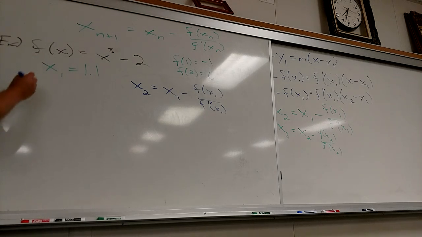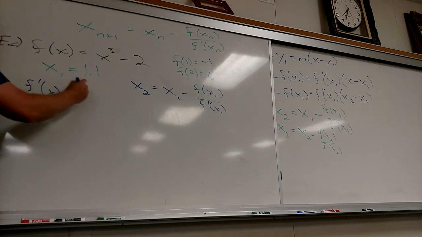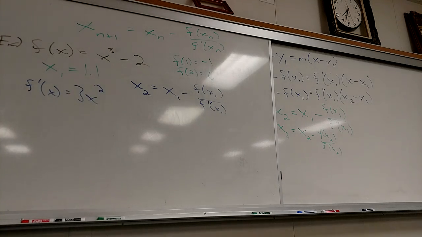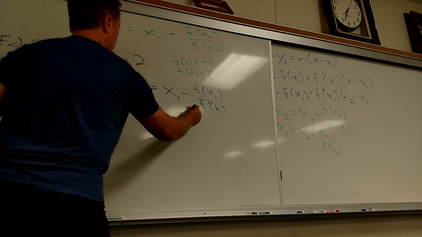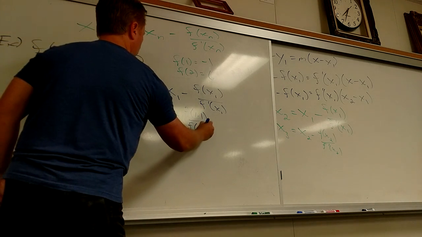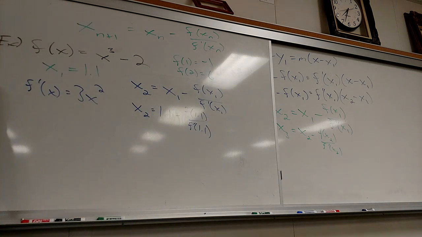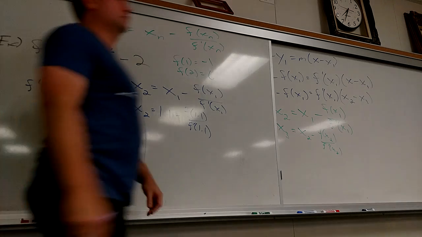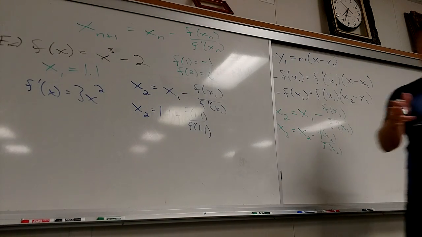So what is f prime, obviously? I assume you guys just don't want to say it because it's too easy. So now I can figure out everything I need. So x2 is going to be 1.1 minus f of 1.1 divided by f prime of 1.1. Let me do this up here.